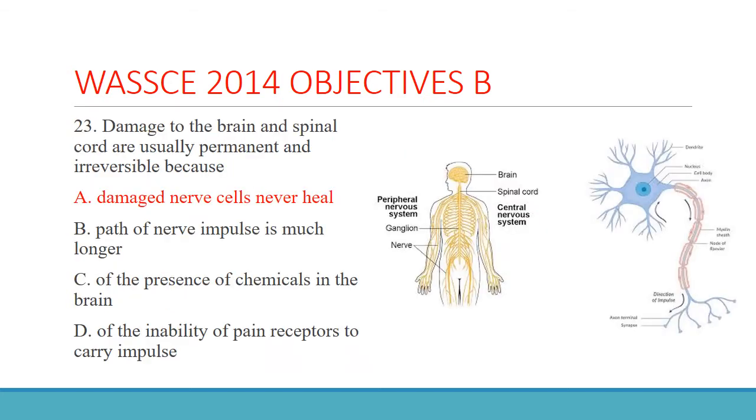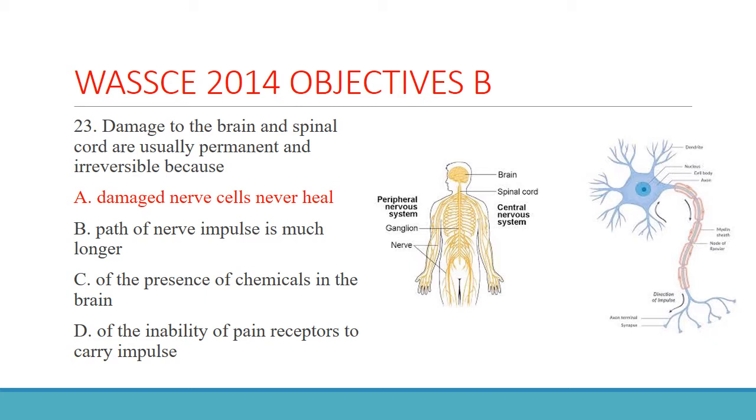So that's 23. Damage to the brain and spinal cord are usually permanent and irreversible because damaged nerve cells never heal. The cell on the far right of the slide is a nerve cell. A nerve cell is a special type of cell. Normally it's part of what we call the specialized cells. The name itself shows it. In other words, you don't have any other cell in the body which is like this cell. It's a specialized cell, meaning it has special structures and special functions that it plays. That's why we call it a specialized cell.